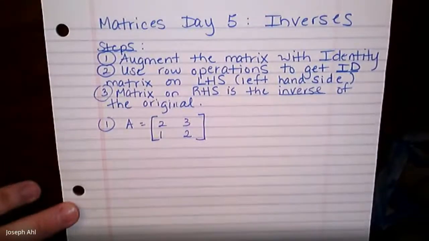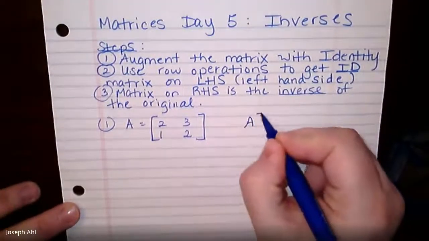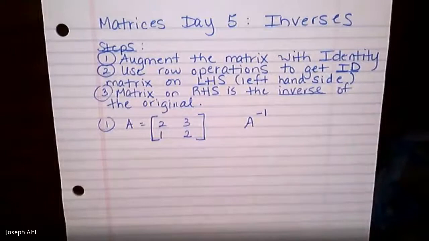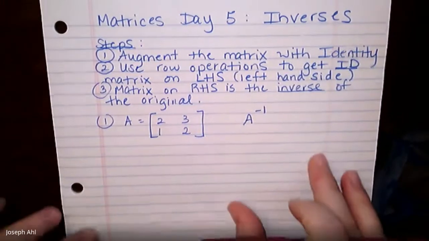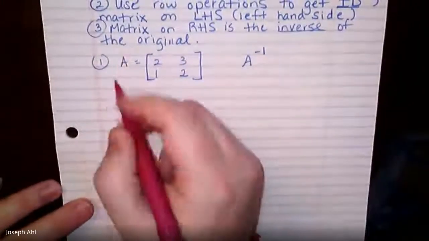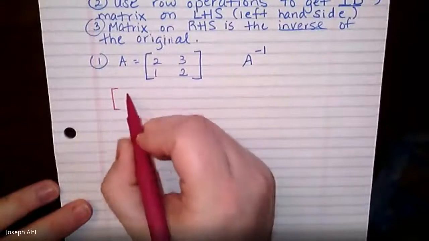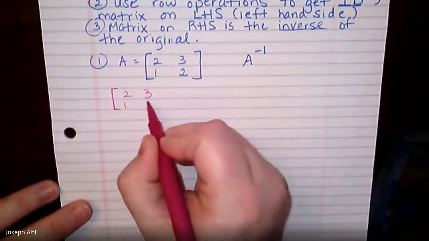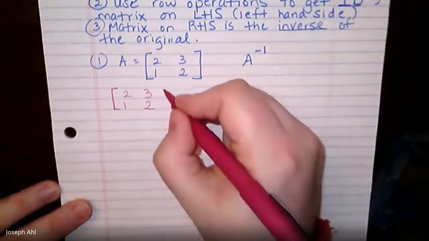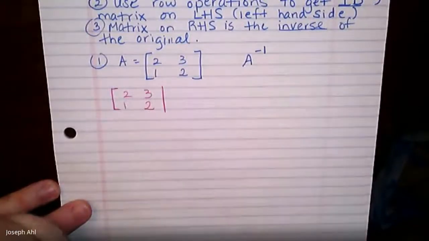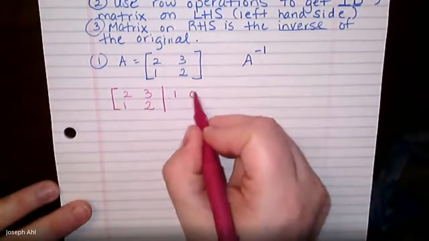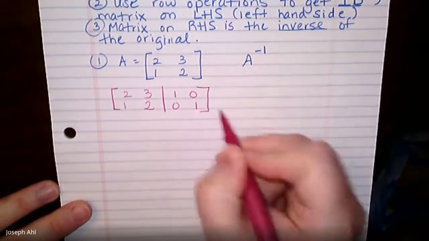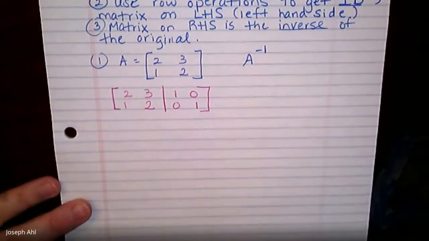If I said to find the inverse of matrix A, which the notation, by the way, won't be too surprising to us, A to the negative 1 is the notation for inverse. Step 1 is to take this matrix and augment it with the identity matrix. So that's going to be the following. Take your 2, 3, 1, 2 square matrix, draw a wall, and on the other side of the wall, you're going to put the identity for a 2 by 2 matrix, which we just saw a minute ago.